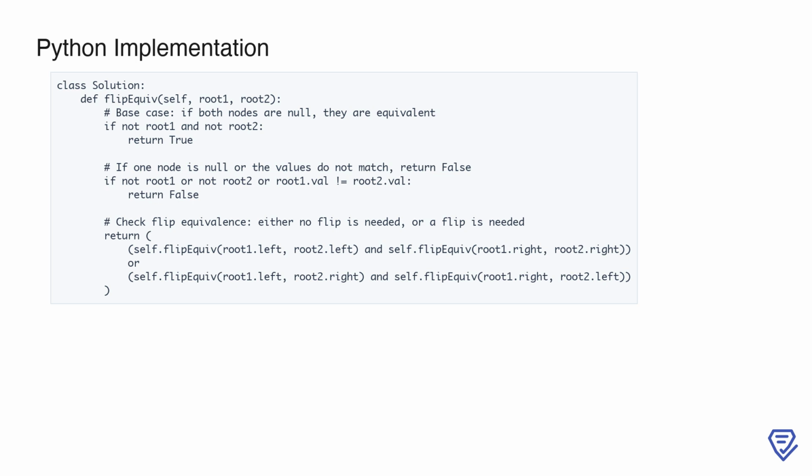The recursion continues until all nodes in both trees are processed or a mismatch is found, ensuring correctness. This approach ensures that the function checks all possible ways the trees could be structured to be equivalent.